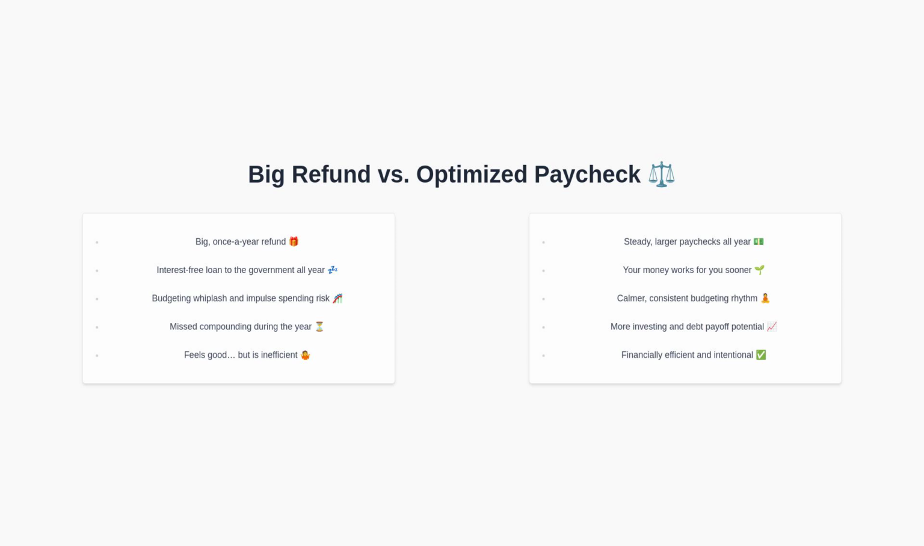On the right, optimizing your W-4 leads to steady, larger paychecks. Your money works for you sooner, supports a smoother budgeting rhythm, and increases the potential for investing and debt payoff. Overall, the optimized approach is more efficient and intentional. With that in mind, let's decide how to allocate the extra cash.